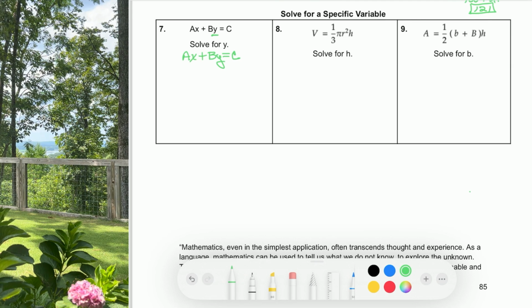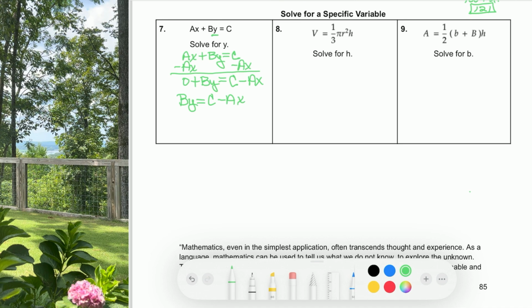So I need to move the ax away first. I'm going to subtract this whole thing, the ax, from both sides. So that becomes 0 plus by equals c minus ax. Remember, I can't combine them. I just have to rewrite it. So let me write this here without the 0. By equals c minus ax.